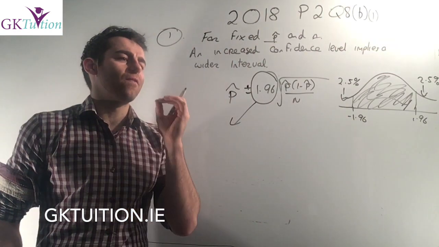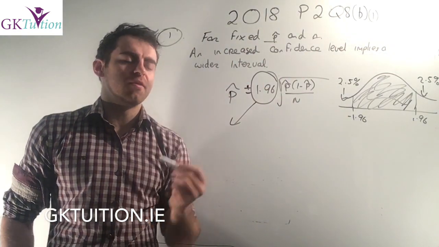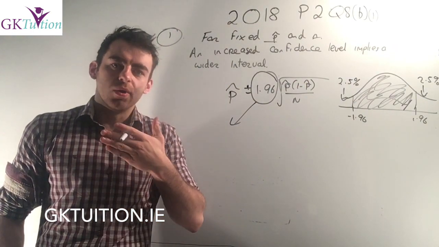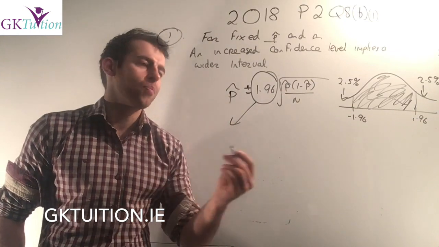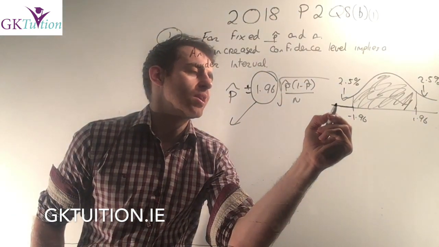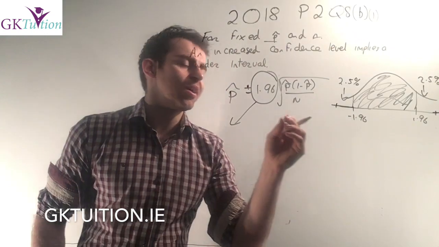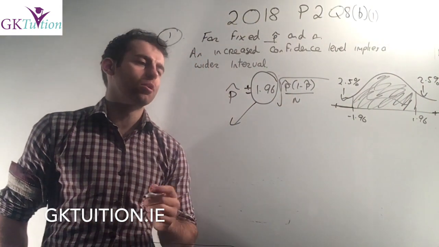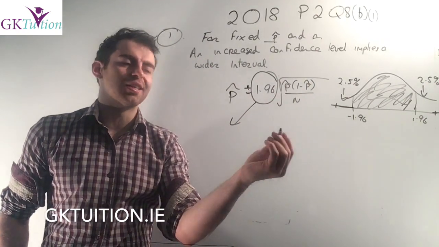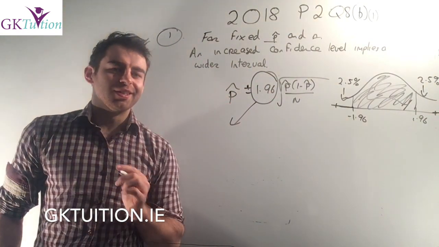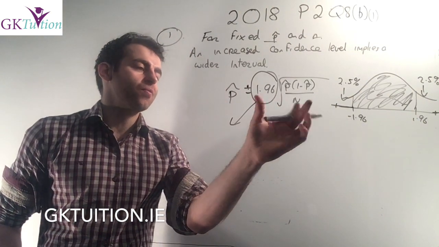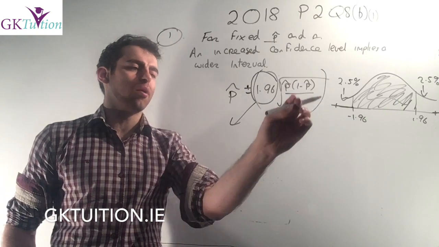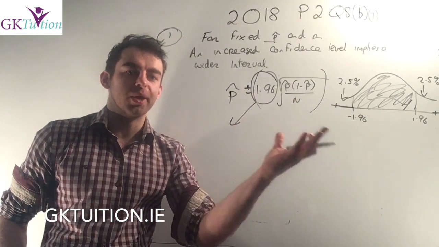If p hat and n are fixed, and I want to increase my confidence level, let's say that rather than including 95% of the data, I now want to include 99% of the data. Well, obviously, if I need to include 99% of the data, my 1.96 number needs to get bigger. In other words, I need to accommodate for more of this normal curve. So the 1.96 needs to get bigger. If the 1.96 gets bigger, then the margin of error, a larger number multiplied by the square root of this, obviously gets bigger.